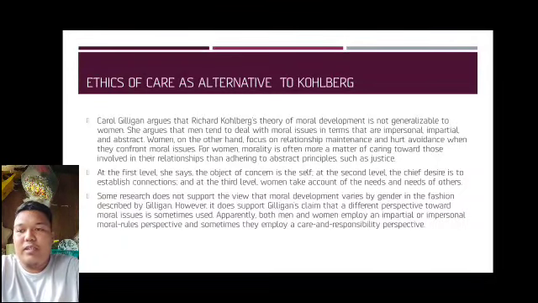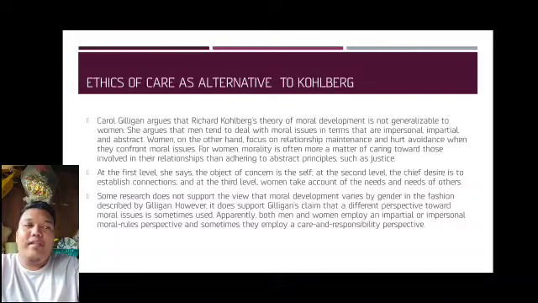So there are different levels in Gilligan's claim. At the first level, the object of concern is the self, so the woman tends to focus on herself first. At the second level, the chief desire is to establish connections, so women tend to focus on connections with other people. And at the third level, she takes account of the needs of others and herself. She tends to take herself into account as well.